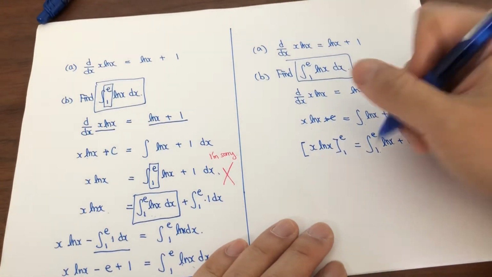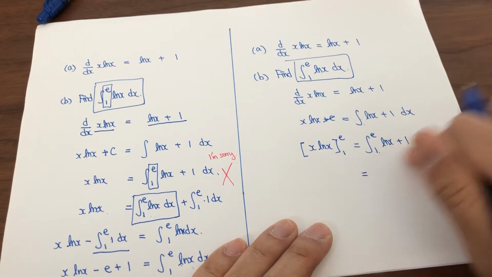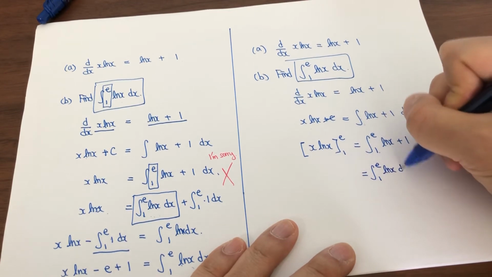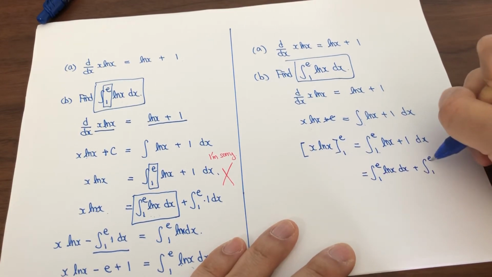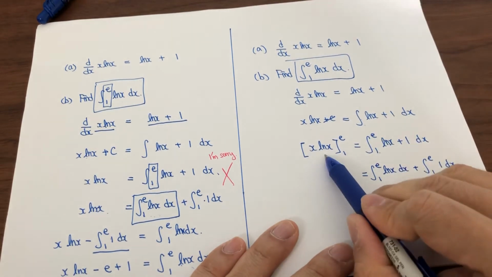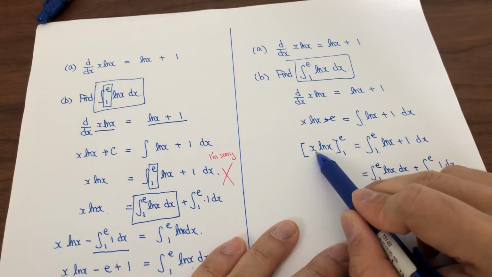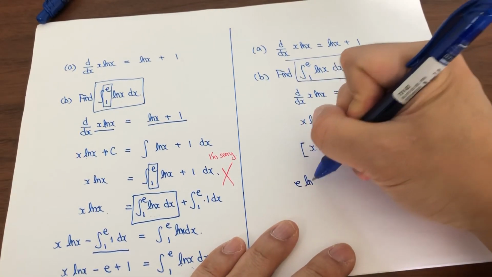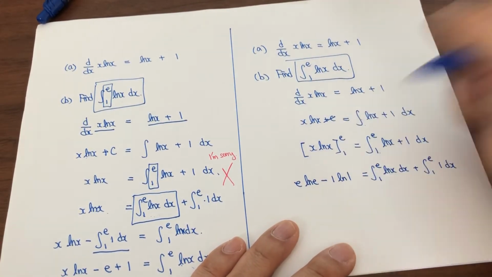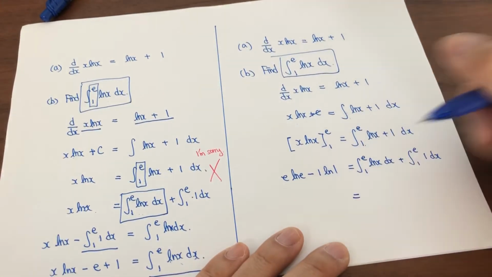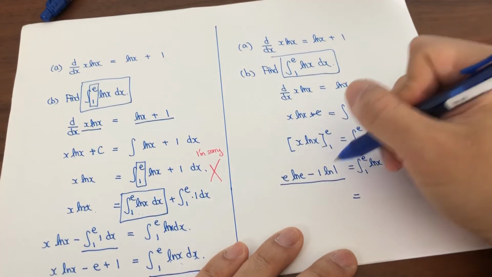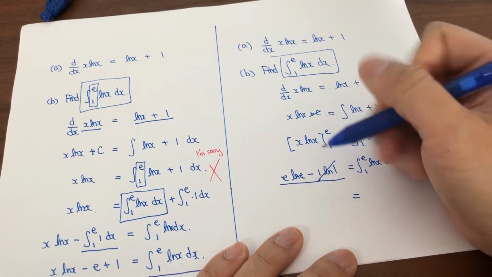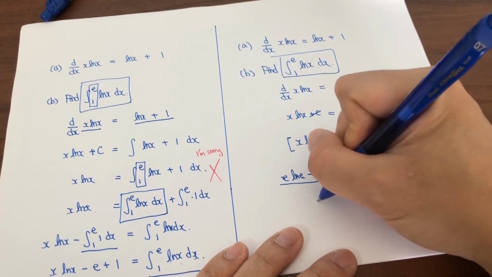And now for the left-hand side, we could separate this into two integrals, plus the integral from 1 to e of 1 dx. And there, first of all, we put e inside minus what we get when we put 1 inside. e log e minus 1 log 1. And here, log 1 becomes 0, so the whole thing becomes 0. Log e is 1. So e times 1 is e. So that we have only e left behind.